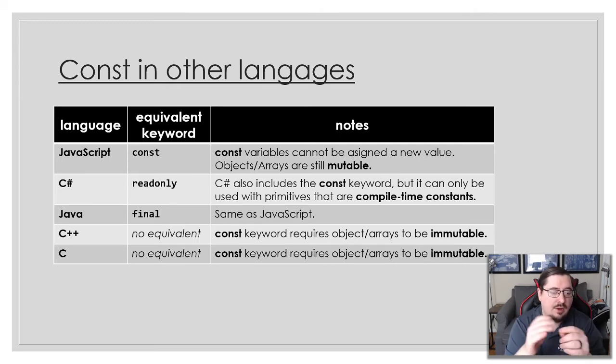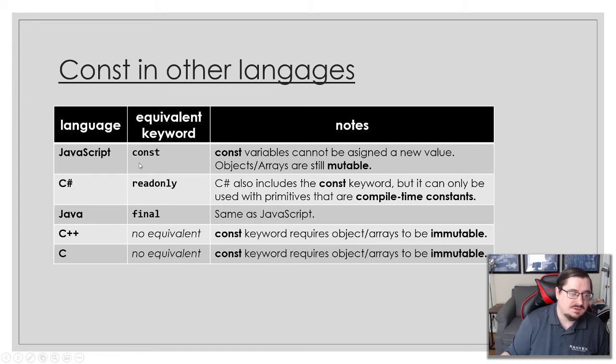And Java is the same way. They just use the word final to mean that same thing. So Java's keyword final behaves the same way as const does in JavaScript. C# actually has two keywords when you're referring to constants. There's the readonly keyword and there's the const keyword. The way that the JavaScript const keyword works is actually equivalent to the readonly keyword.